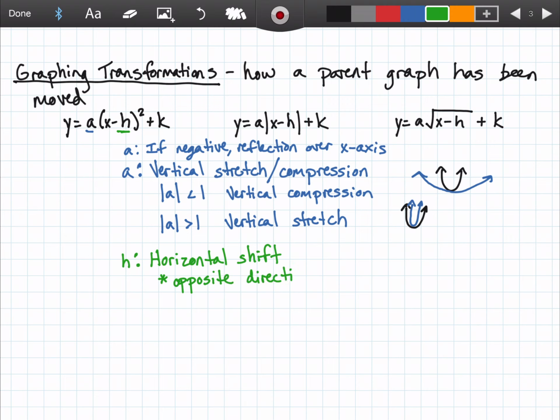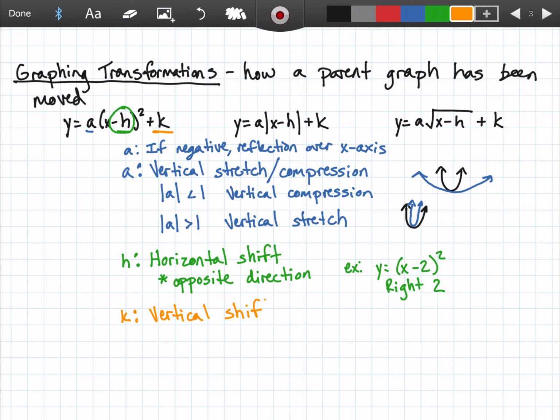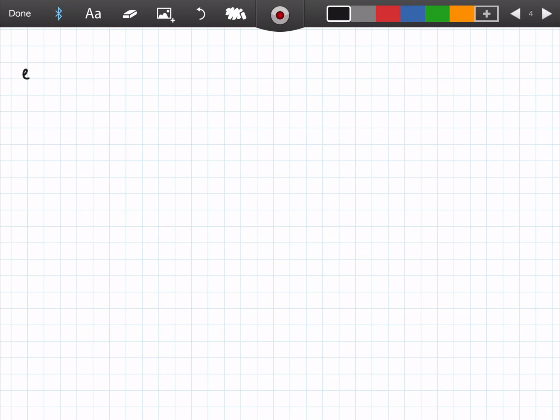And I'm writing down opposite direction because I want you to notice that it's minus H in here. So for example, if I had y equals x minus 2 squared, because it's a minus 2, I might think, oh, it's going to move to the left, but the equation says opposite. So this is actually a horizontal shift to the right 2. And then we have K, which represents a vertical shift. And that one's like normal. So let's give an example.